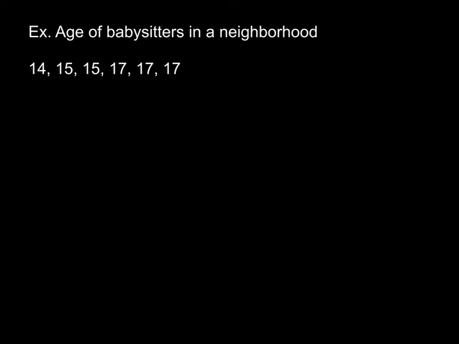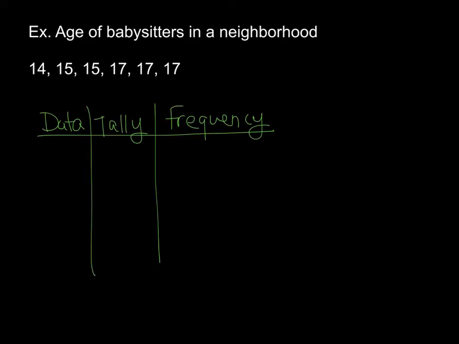So we have 14, 15, 15, 17, 17, 17. So we're going to make a simple frequency table as you've seen that I've drawn here. In the data column, I simply just write out those numbers. In the tally column, I'm going to tally how many times I see each of those numbers. So I see 14 once, I see 15 twice. I went ahead and put 16 even though I don't see it there. And then 17 I see 3 times.